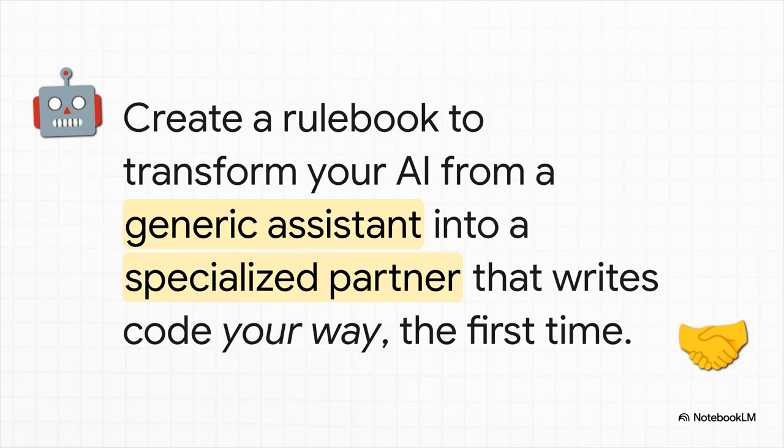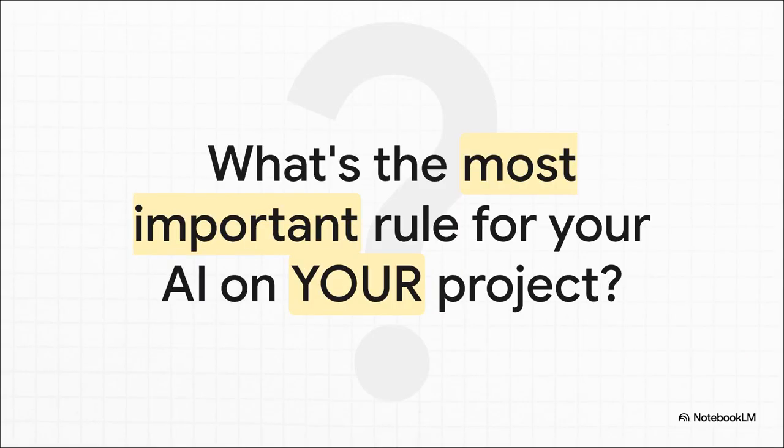You invest a little bit of time up front to create this comprehensive rulebook, and you fundamentally transform your relationship with your AI. It goes from being a tool you have to manage to a partner that actively helps you build better software, faster. And that brings us to the end. So, I'll leave you with just one final question to think about. What is the single most important, non-negotiable rule that you're going to add to your project's new rulebook?